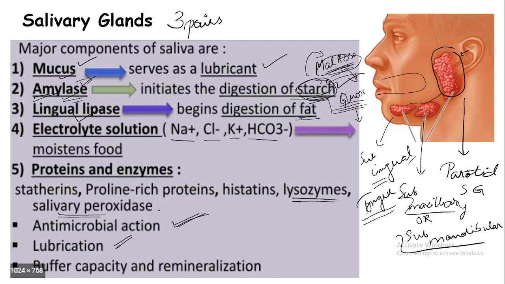Then again, all these enzymes help in lubrication, buffer capacity and remineralization. Remineralization in the sense that addition of minerals to the minerals we consume through food is done through these inorganic minerals, as I told you, sodium, calcium. Electrolytes are nothing but inorganic elements. Buffer means something that maintains the pH. So remember, to maintain the pH also, all of these components of salivary glands play a major role. I hope the salivary gland concept was clear.